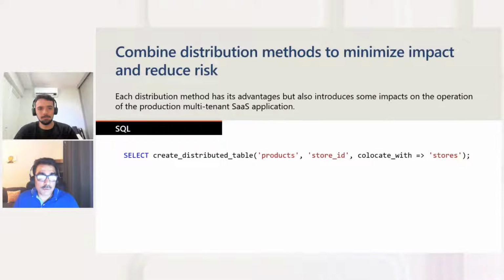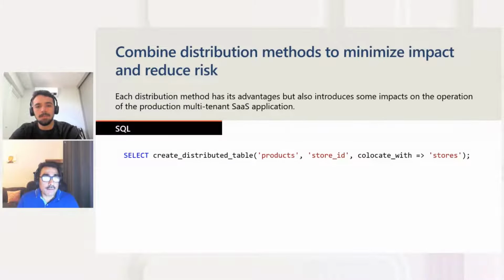So those are good candidates to go with the create_distributed_table function, and using that, you're going to be distributing it across the worker nodes. Here again, one thing I want to highlight: there's a colocate_with attribute as well, which you need to provide with the function, where you can specify which table it needs to co-locate with, which is stores over here.